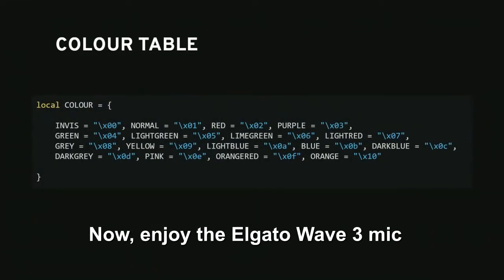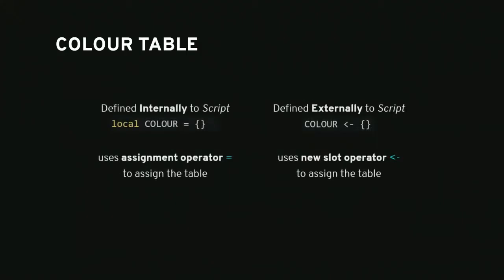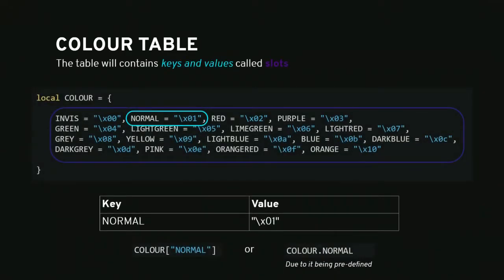Notice as you use local declaration instead of a new slot operator. This means the table is defined into its own scope within the script. No other script can add or use it apart from the script itself. Each table will contain slots, which are keys and values, which can be accessed using strings in square brackets, or if it's predefined, we can use the dot notation to access the key individually.